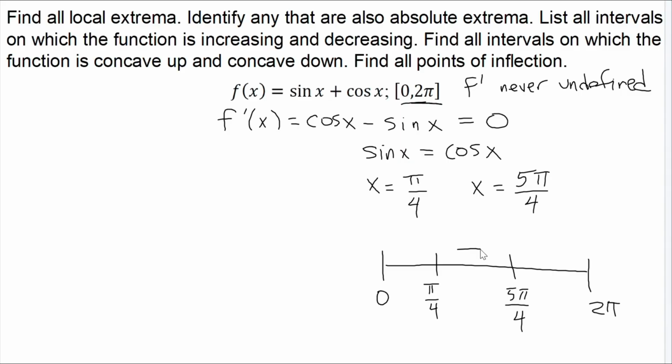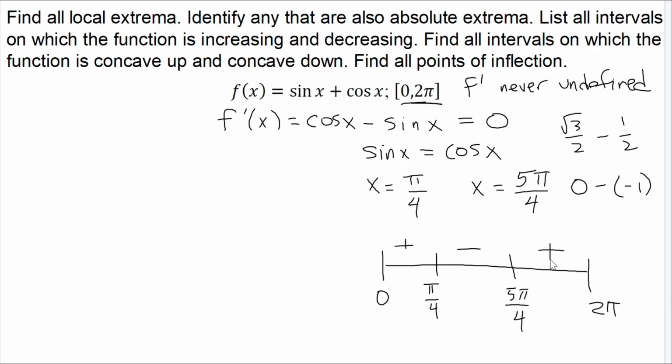If we take something between 0 and pi over 4, let's say something like pi over 6, the cosine of pi over 6 is root 3 over 2, and the sine of pi over 6 is 1/2. So root 3 is more than 1, so root 3 over 2 minus 1 over 2 is a positive. And if we pick something between 5 pi over 4 and 2 pi, like 3 pi over 2, well, the cosine of 3 pi over 2 is just 0, right? And the sine of 3 pi over 2 is negative 1. So we end up with 0 minus negative 1, which is a positive.